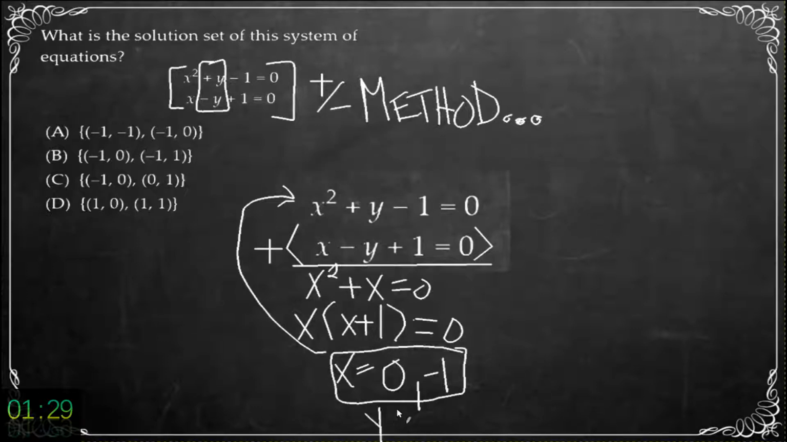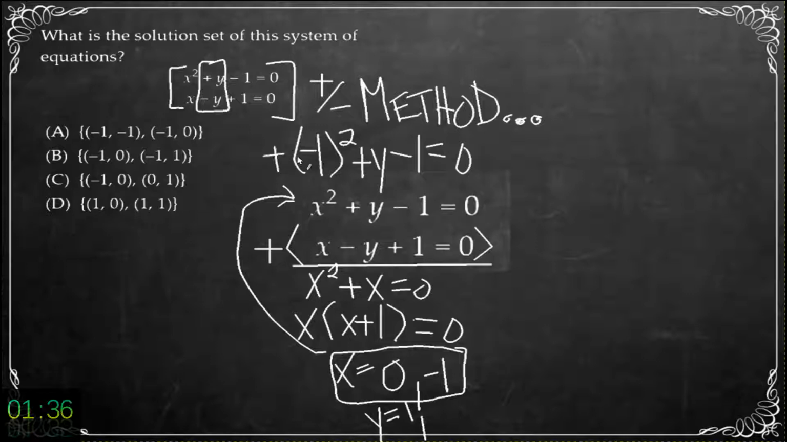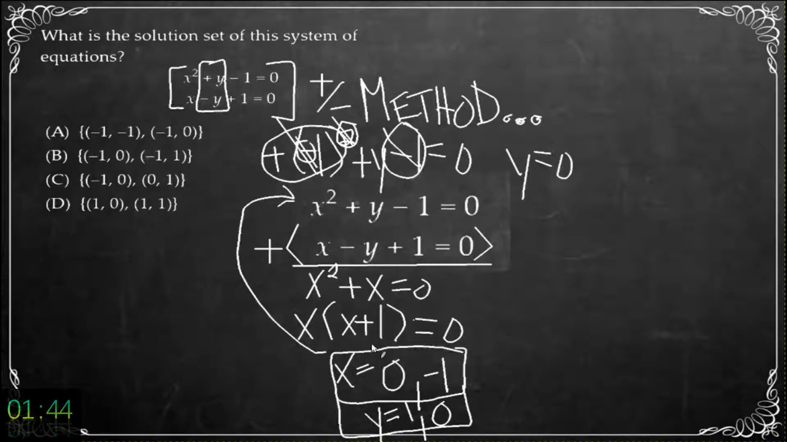Let's do the same thing when x equals negative 1. So negative 1 squared plus y minus 1 is equal to 0, which means that 1 minus 1 will cancel out, and that y is equal to 0 when x equals negative 1. So these are our solutions, (0, 1) and (negative 1, 0), which looks like answer choice C.